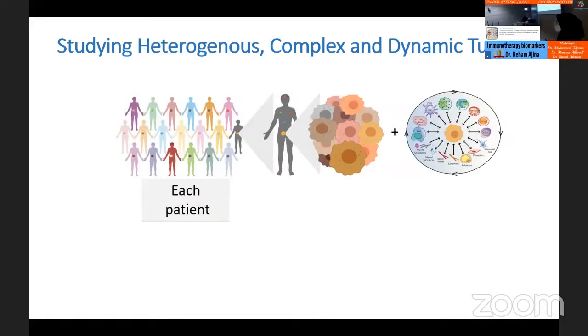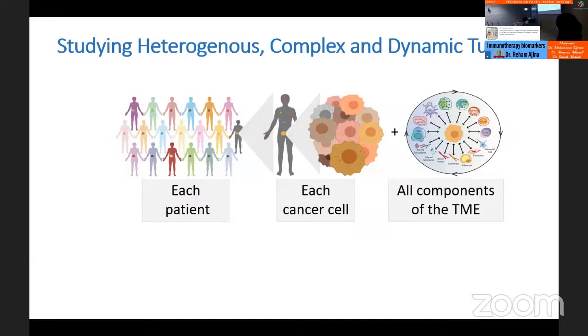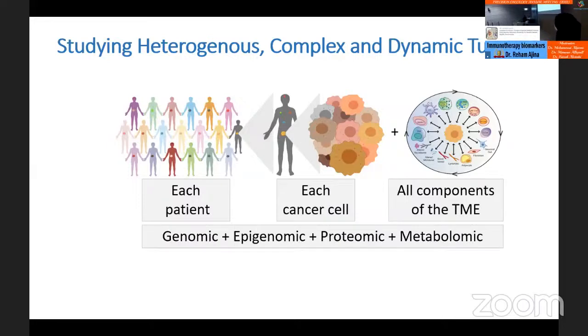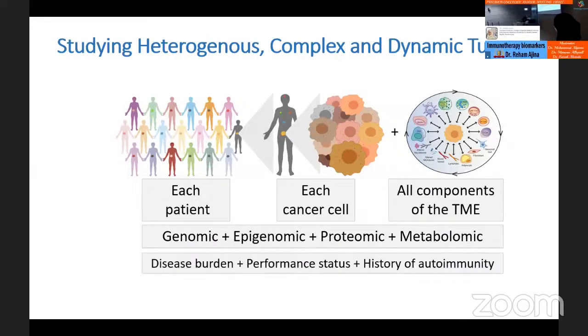We need to study every patient, so doing N-of-1 experiments, trying as much as possible to study all the cells, but we know it's impossible. So we need to get a representative sample of the tumor. We also need to consider all components of the tumor microenvironment. We need to do that at the genomic, epigenomic, metabolomic, and proteomic levels. We also need to consider the disease burden, the performance status, and the history of autoimmunity of the patient. And because cancer is very dynamic, every time the patient has progressive disease or resistance, we'll need to repeat all these very complex multi-omics experiments again.